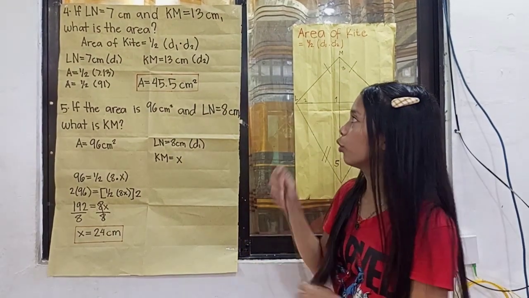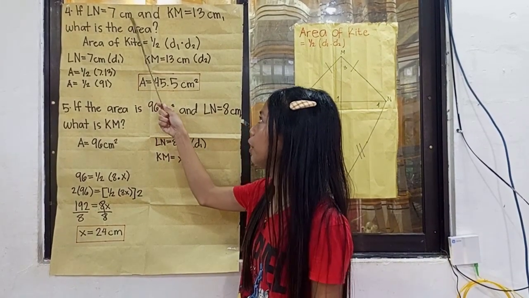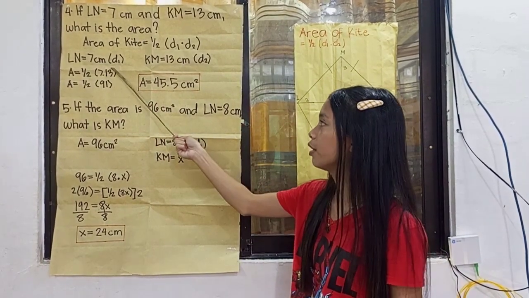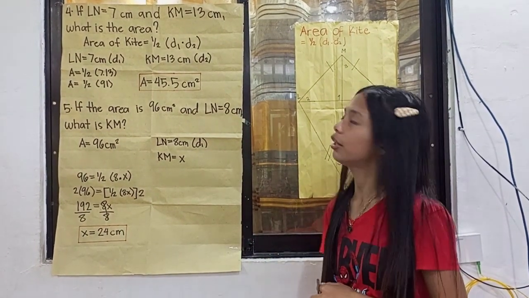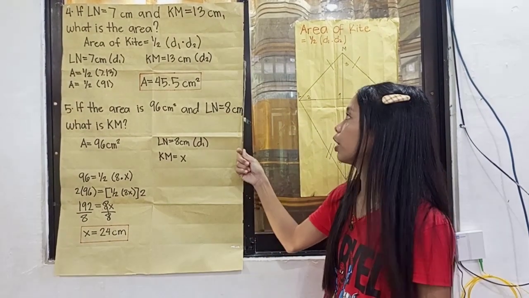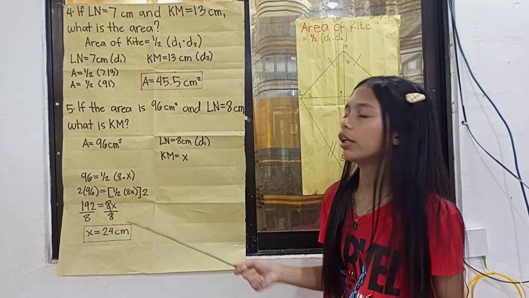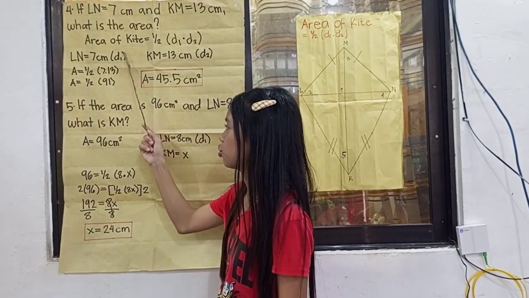So, here, LN is equal to 7 cm, which is diagonal 1. Then KM is equal to 13 cm, which is diagonal number 2. Now, that is the formula we will use. The next part is to substitute.